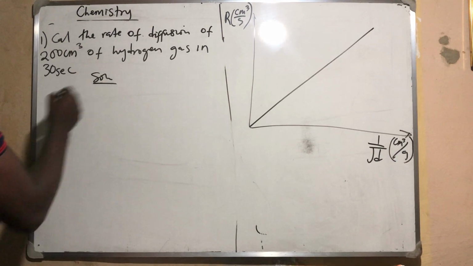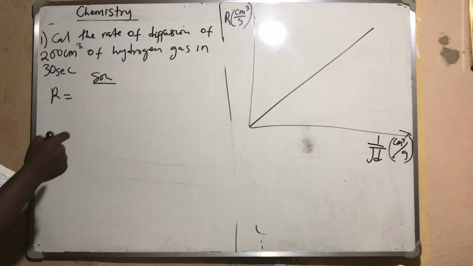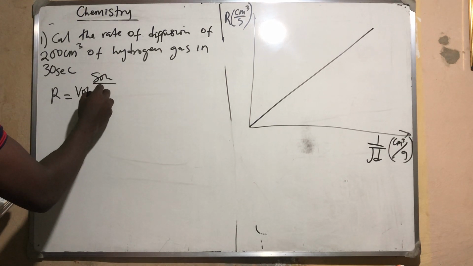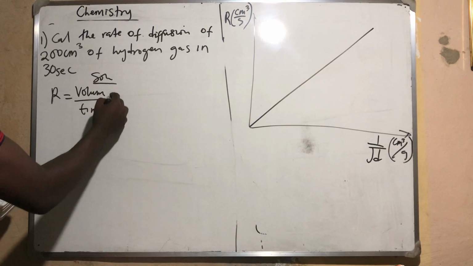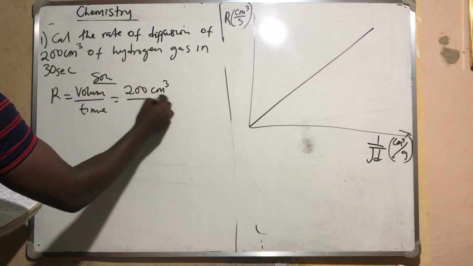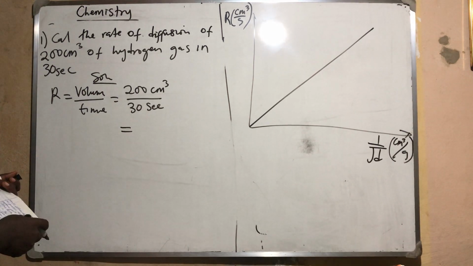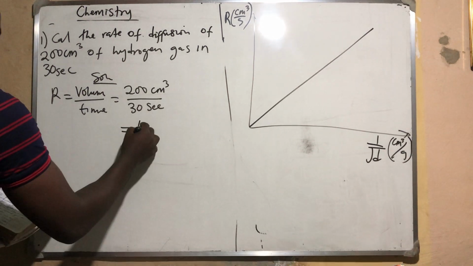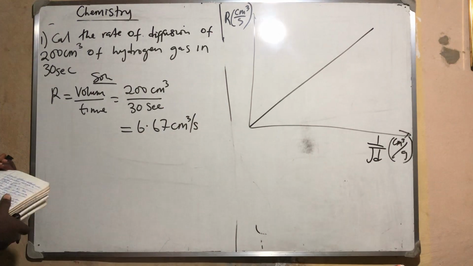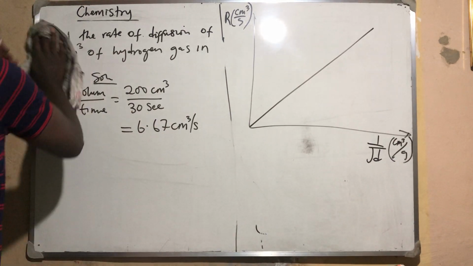Solution. I told you that rate is measured in cm cube per sec, so you now know that rate is volume over time. The volume they gave us is 200 cm cube and the time they gave us is 30 seconds. So if you divide the two, you're going to have 6.67 cm cube per sec. Very, very simple.